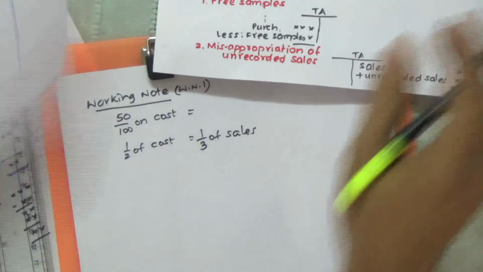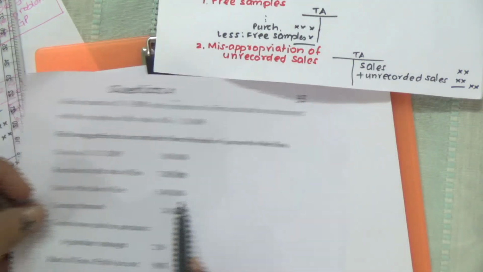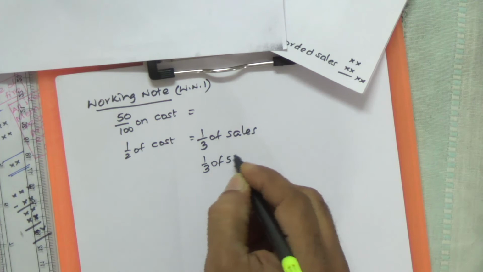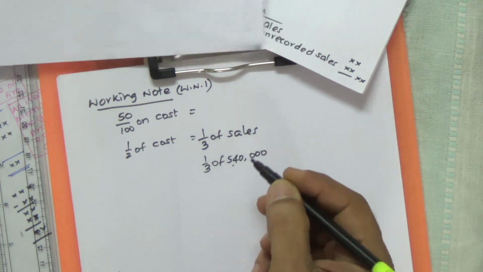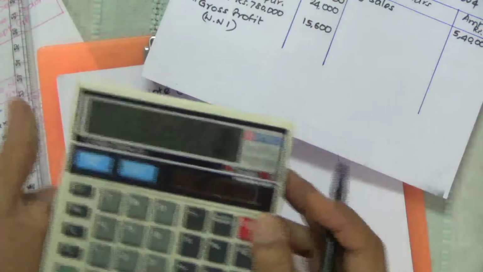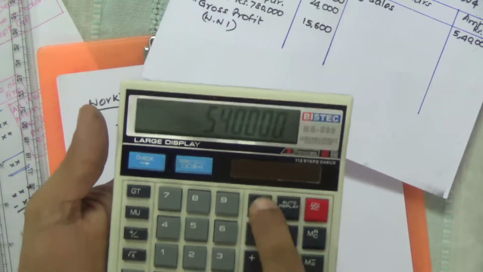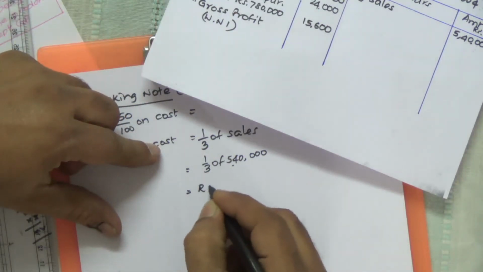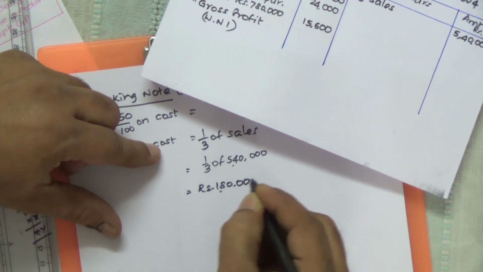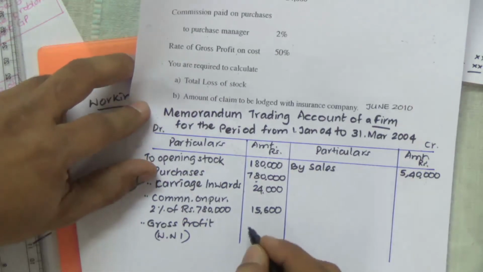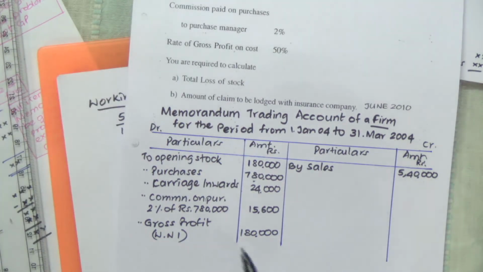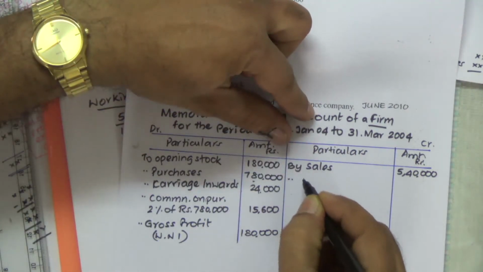Sales given in the problem is 5,40,000. So sales 5,40,000 is what we'll have to take here. It is 1/3 of 5,40,000. 1/3 of 5,40,000 is 1,80,000. This 1,80,000 is what we'll have to consider here. With this, we are going to total up the debit side and take the balancing figure as closing stock.